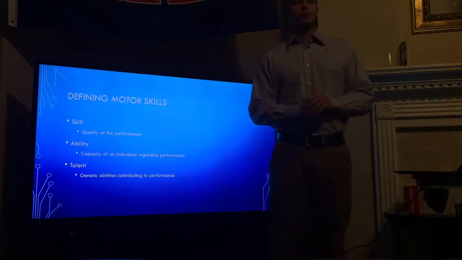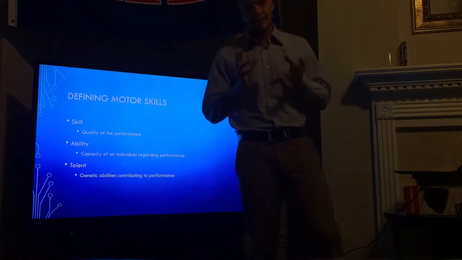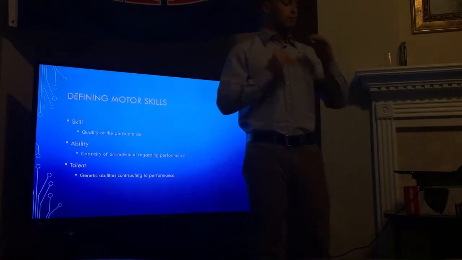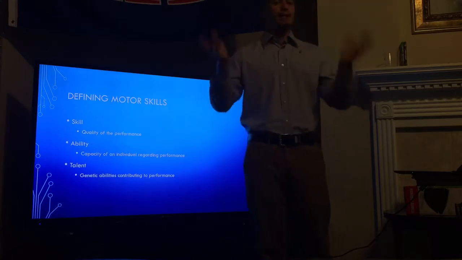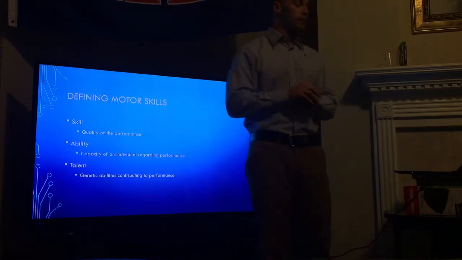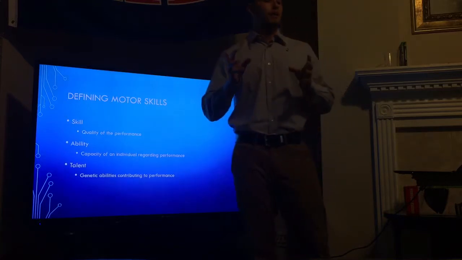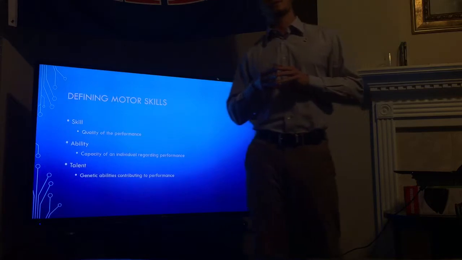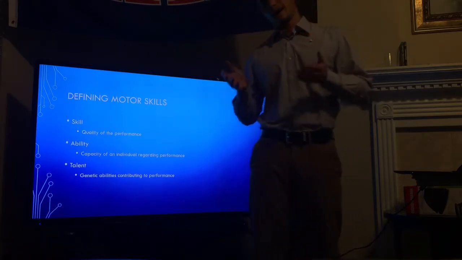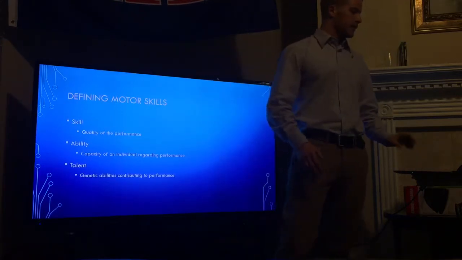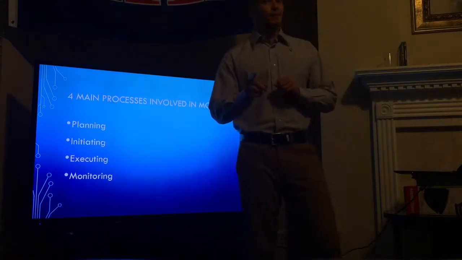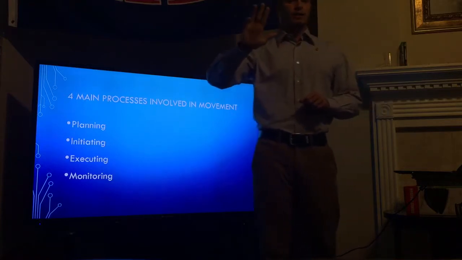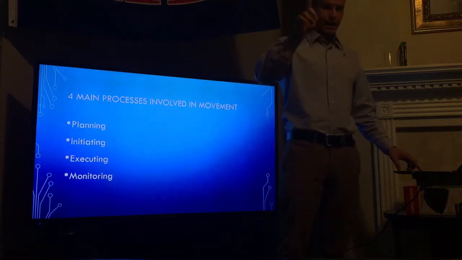When we're defining motor skills, we can really give them three essential attributes, which are skill, which is the actual quality of that performance, ability, which is the capacity of an individual regarding performance, and talent, which are supposed genetic abilities contributing to performance. Now, as we discussed in class, one of the only ones that is observable is height. But there are four main processes involved in movement, as we know, which are planning, initiating, executing, and monitoring, in that order, and back around.